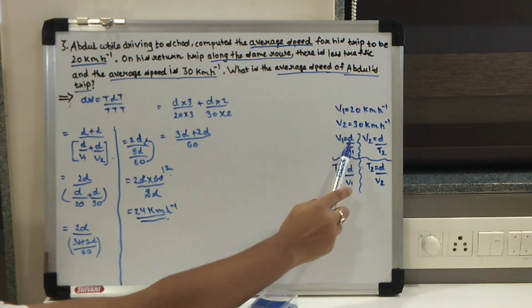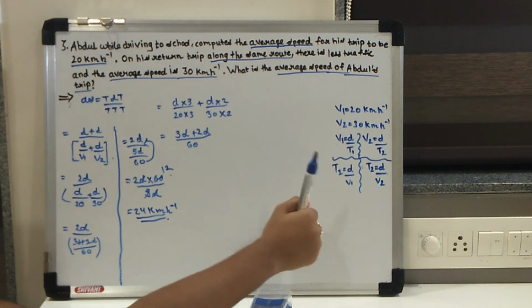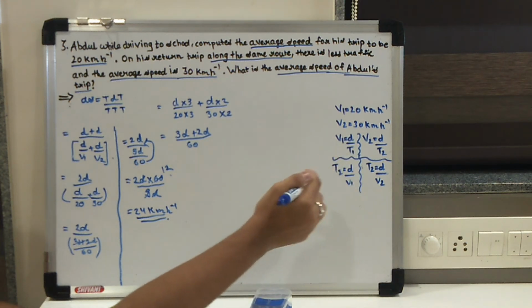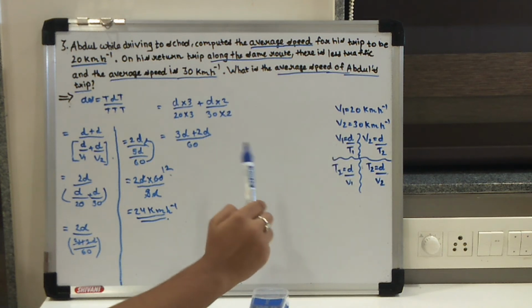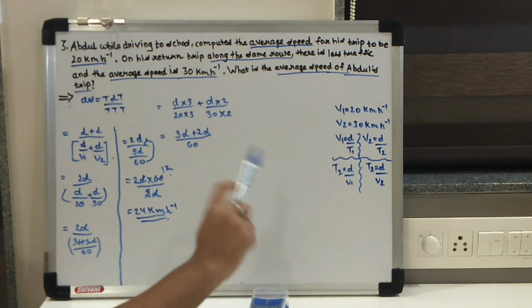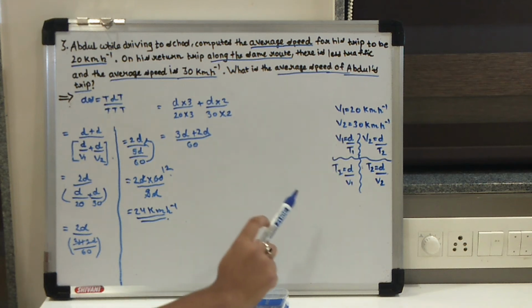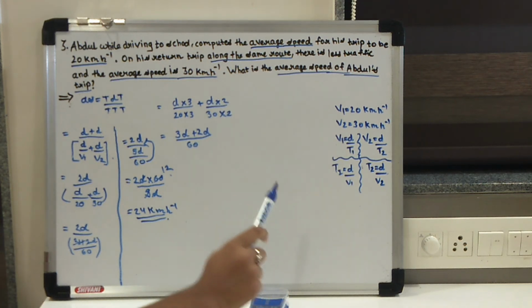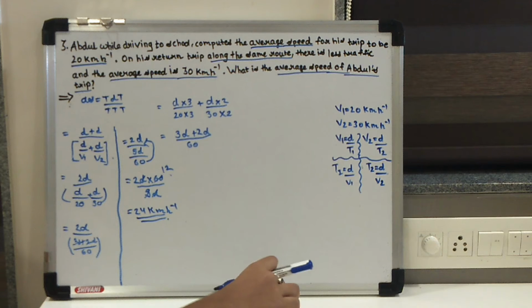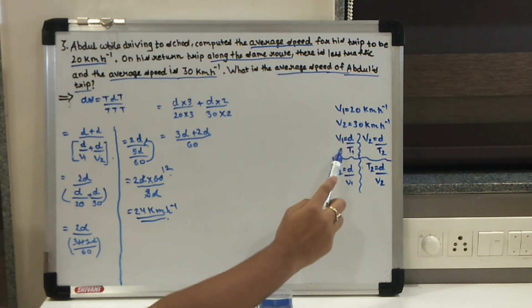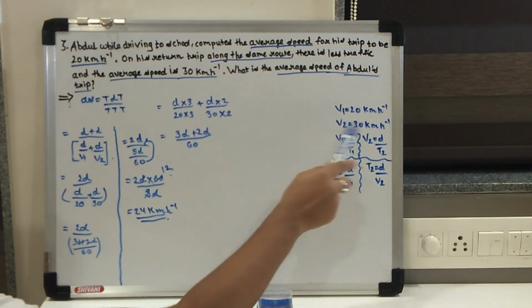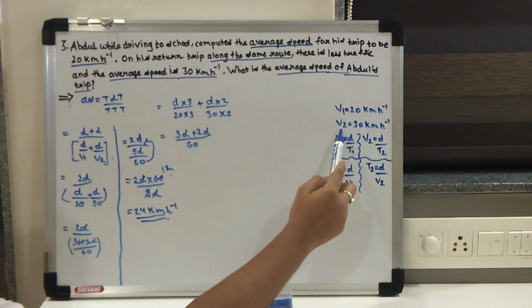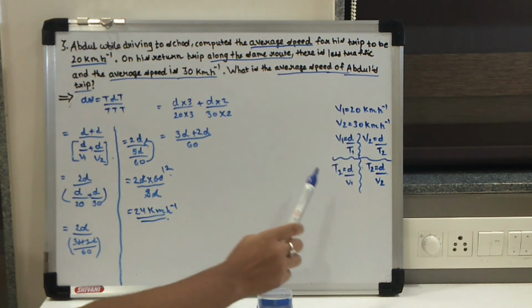So v1 is equal to d upon t1. You will be surely thinking that velocity is equal to displacement upon time, but you are thinking wrong. For this sum only, think that velocity is equal to distance upon time. For this sum only, not for permanent. So consider this d as distance, and same for v2. Two velocities, v1 is 20 km per hour and v2 is 30 km per hour.